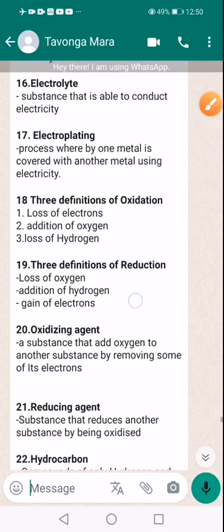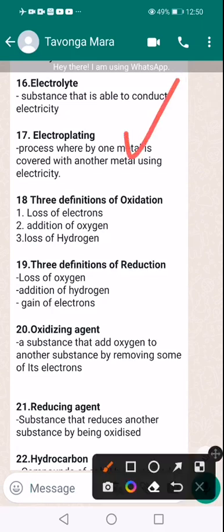Then number 16, electrolyte. An electrolyte is a substance that is able to conduct electricity, and that substance must be a solution. Electroplating is a process whereby one metal is covered with another metal using electricity. This is the best definition. Covering a metal with another metal is called electroplating if we are using electricity. If you leave out the electricity part, it won't come out right.